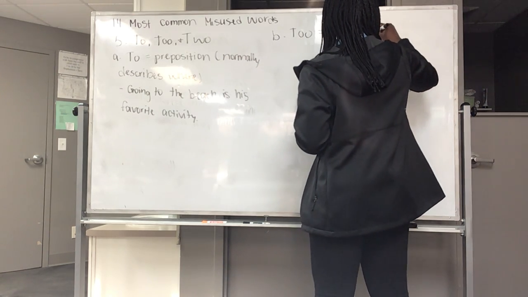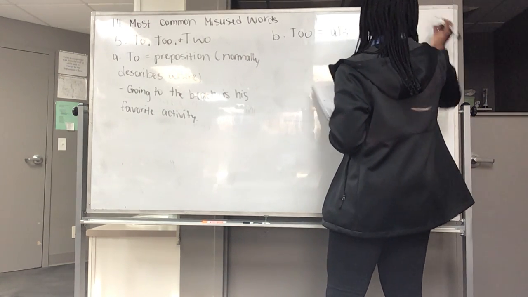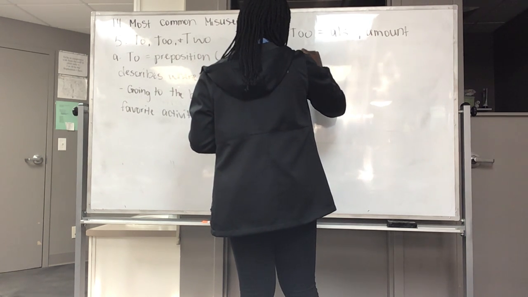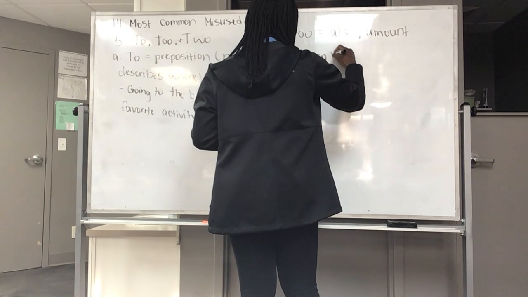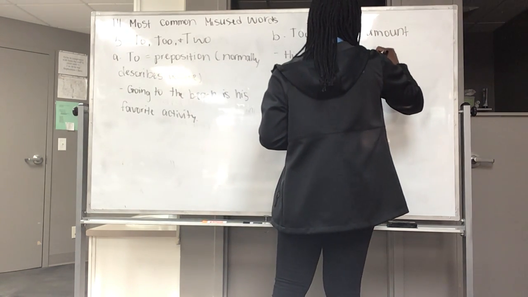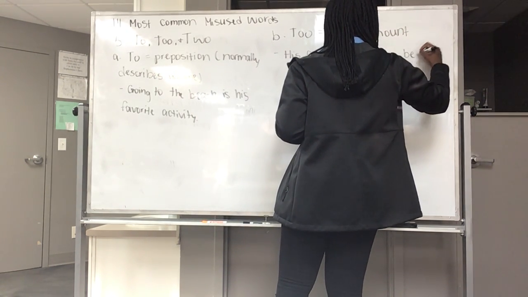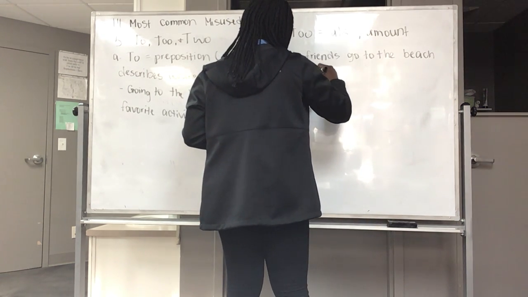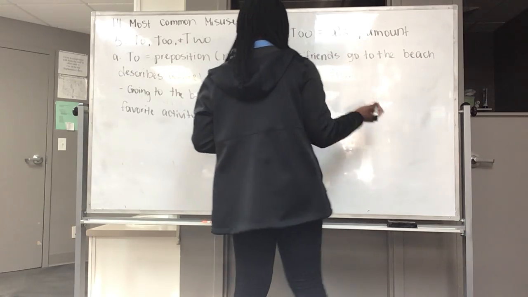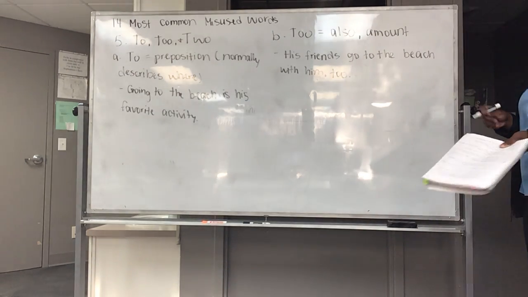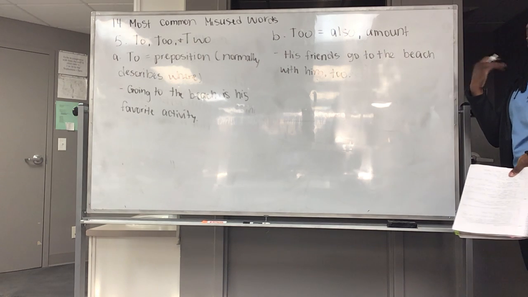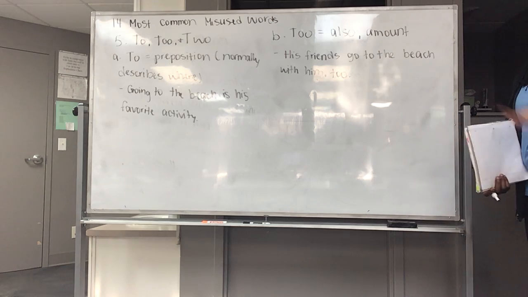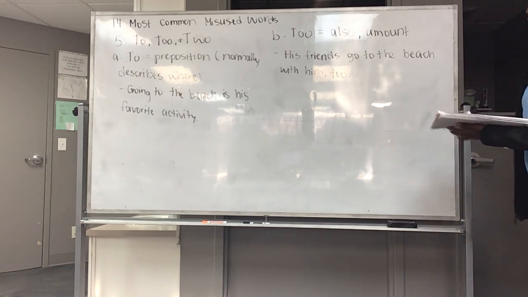And then we also use it when we're talking about amount. So I could say, his friends go to the beach with him too. And then I'll do my trick, replace it with also. So, his friends go to the beach with him also. We're saying that additionally, his friends are going to the beach with him.